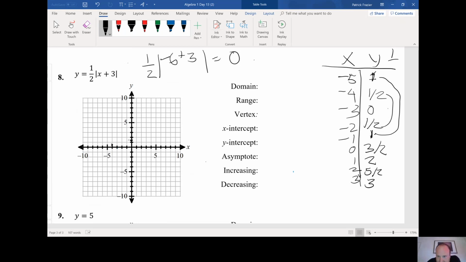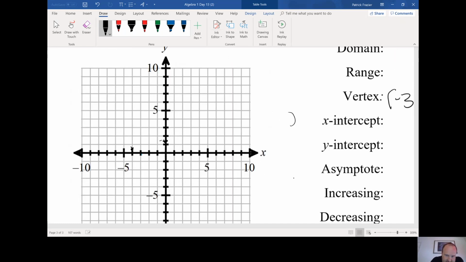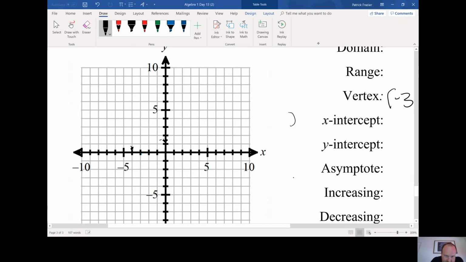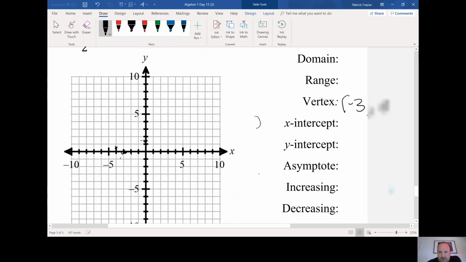So the point being is this pivot point, that's our vertex. So at negative 3, 0 is our vertex. So we can go back on the x-axis to -1, -2, -3 over here. And we know that it's going to go up this way and up this way. I'm going to move to the right and go up. I'm going to jump to our y-intercept, which would be when x equals 0.